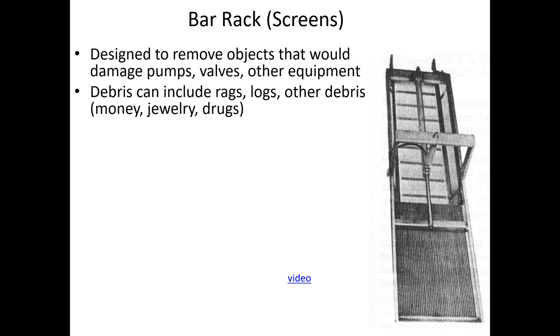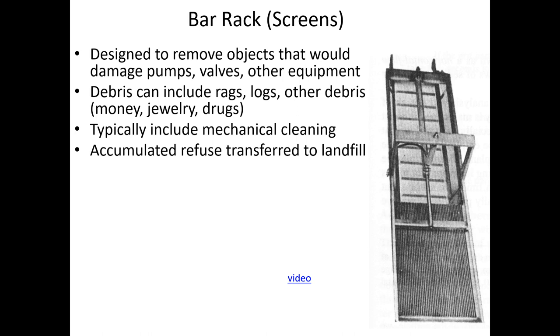All right, so remember that pretreatment has as its primary objective removing debris and materials that would cause problems. And so one of the first steps is that you could have screens in place to remove these objects like rags, logs, money, jewelry, and stuff that makes it into the sewer. They typically have mechanical cleaning systems that would scrape the debris off of the rack and into some sort of a trash hopper, whether it's a dumpster or a truck that's parked in place. And occasionally we'll take that accumulated material to the landfill.